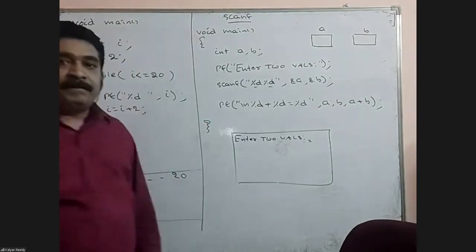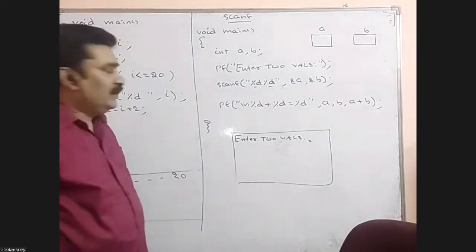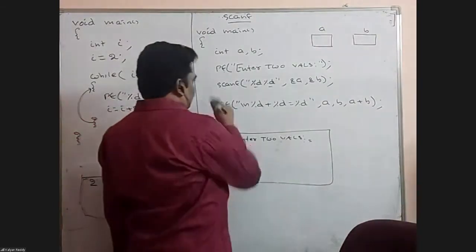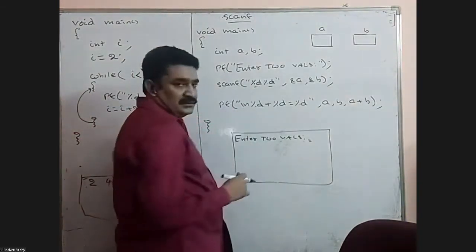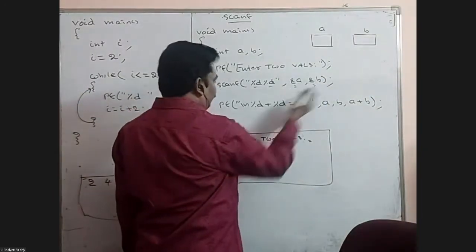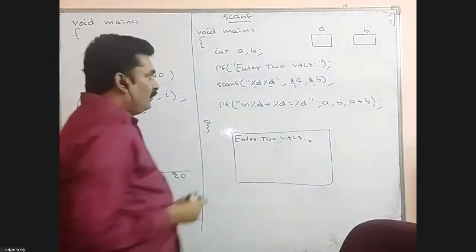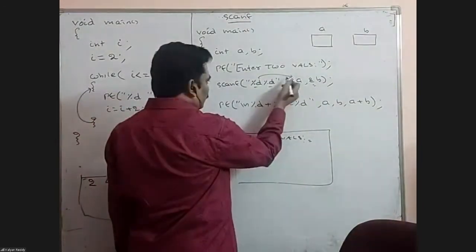In scanf, percent d stands for integer, as I mentioned in the previous class, the format specifier for integer. The meaning of this is simply take two integers. The scanf syntax is almost the same as the printf syntax, but here the ampersand symbol is required. The meaning of this is take two integers from the keyboard, place the first value in this variable, and the second value in this variable.